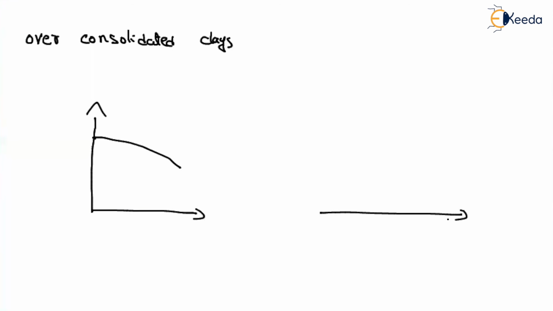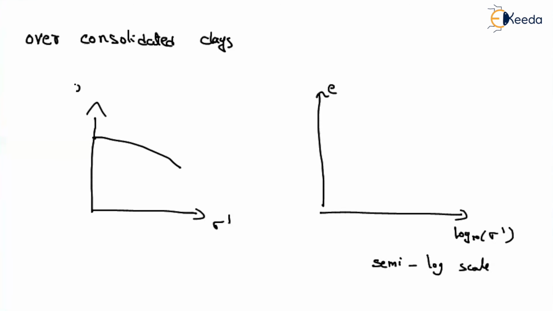Similarly, if you are using the logarithmic scale, that means semi-log scale, on the x-axis I am taking log 10 of sigma dash, along the y-axis I am taking the void ratio. Then the diagram will look like this. This is how the void ratio will vary with respect to the effective stress.